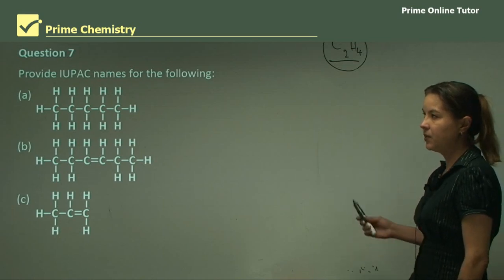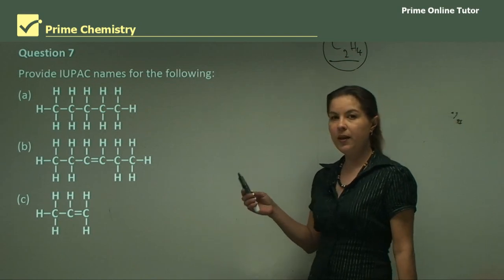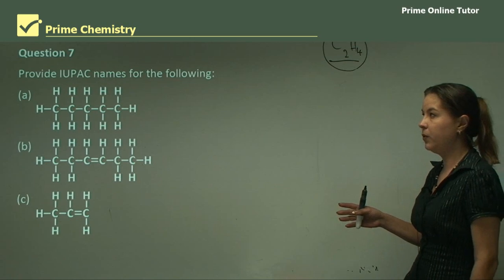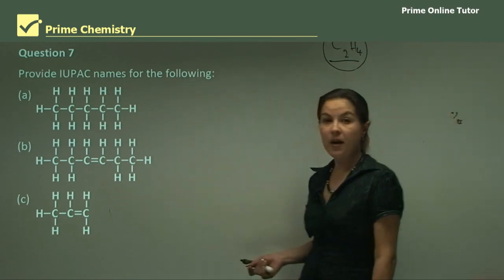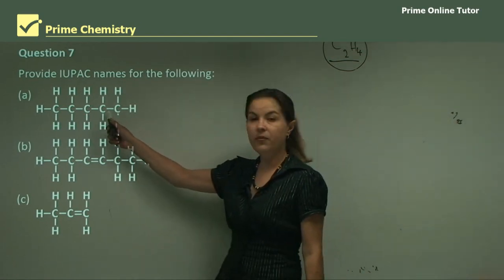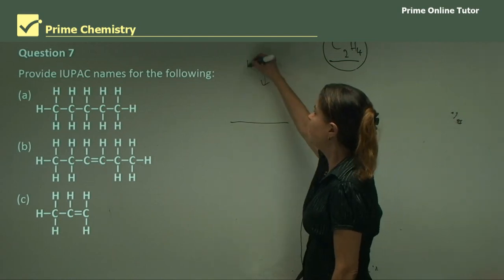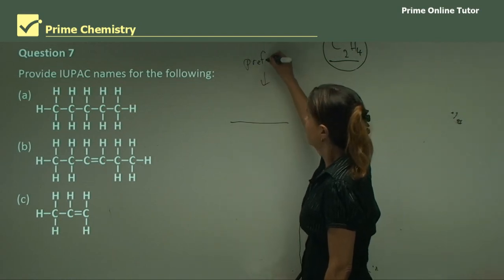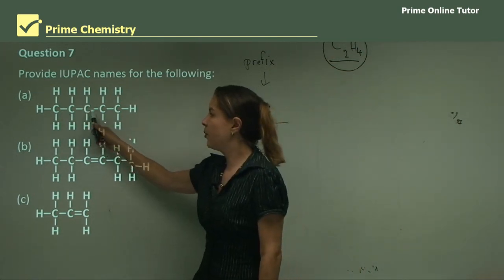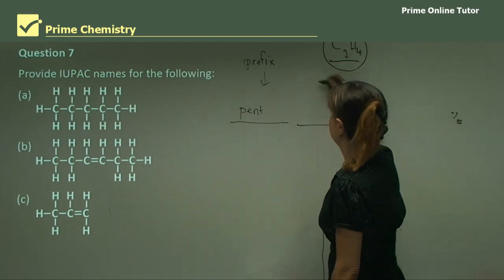So now let's look at question 7. Provide IUPAC names for the following. Now, IUPAC stands for the International Union of Pure and Applied Chemistry, and it's the way that we name all chemical compounds all around the world. So, let's start with part A. When we're naming carbon compounds, we always start by counting the number of carbon atoms, and that will be the first thing we look at. So, the prefix will always be the number of carbon atoms. So, meth, eth, pro, but, pent. So, this will start with pent.